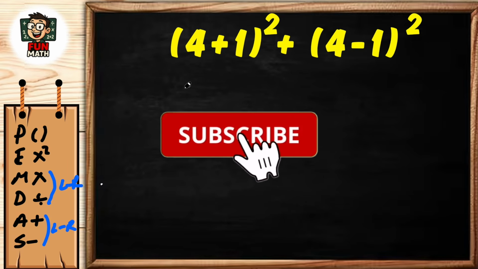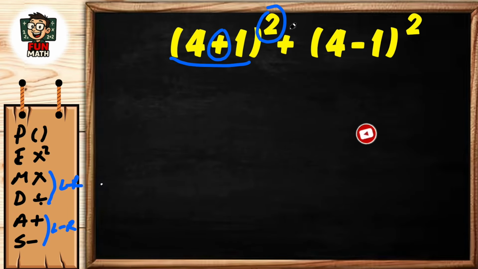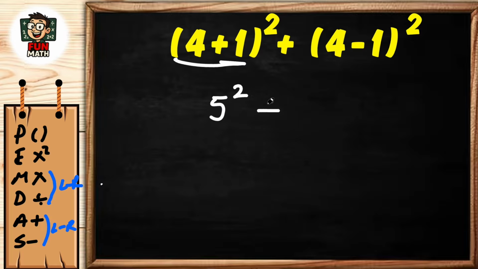Let's apply this rule to our question. What operations are there? Parentheses, addition, exponent, addition, parentheses, subtraction, exponent. What should we do first? We'll solve the parentheses. In the first parentheses, 4 plus 1 equals 5, to the power of 2. Plus the second parentheses, 4 minus 1 equals 3, to the power of 2. Now let's calculate the exponents.